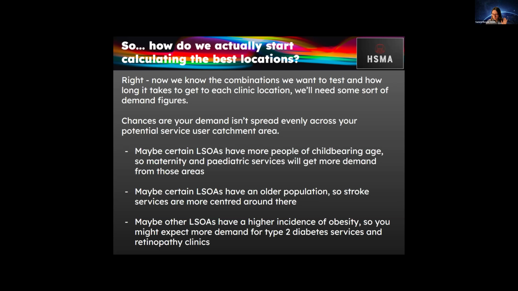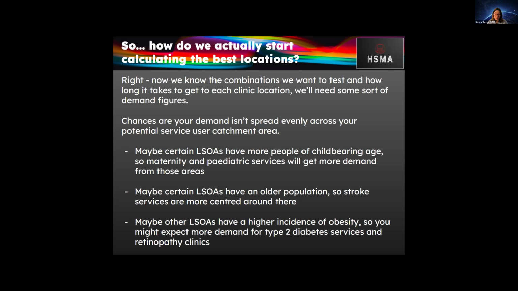So we've been working through our steps of what we need to be able to provide to do this problem. We know the combinations we want to test. We know how long it takes to get to each clinic location. That's what we were looking at last week, our LSOA travel matrices. Now, for our weighted travel times, we need some sort of demand figure.